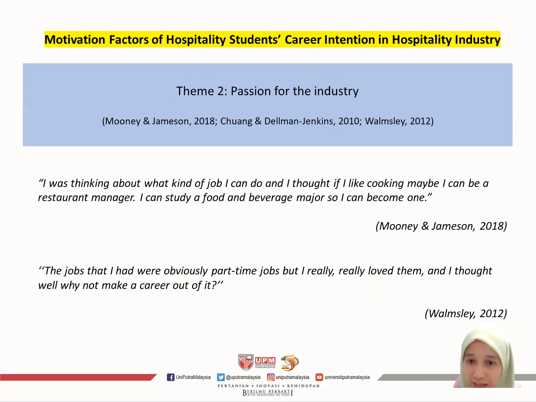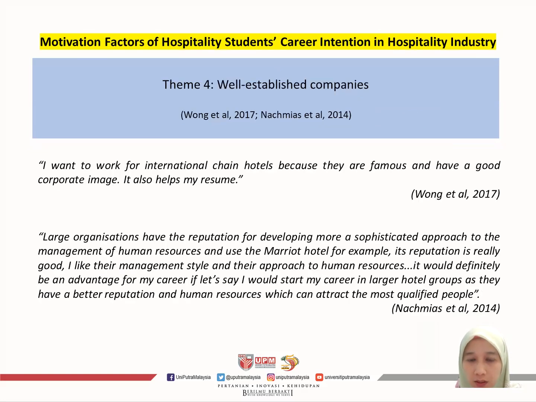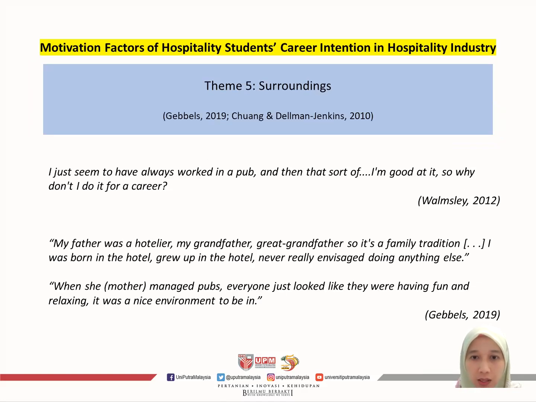So we go to the second theme. The second theme of motivation factor is because the students have passion for the industry. The third one is because of the employment opportunity. The fourth factor is because of the well-established companies. And the fifth factor is because of their surroundings. For example, the author Walmsley in 2012, in the article included: I just seem to have always worked in a pub, and then that sort of, I'm good at it, so why don't I do it for a career?